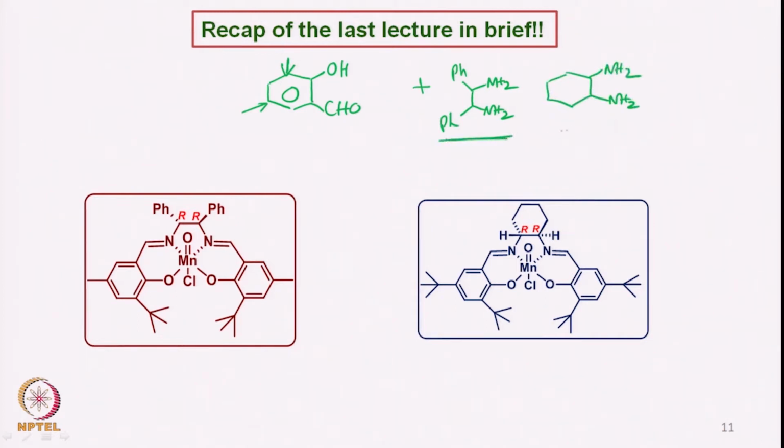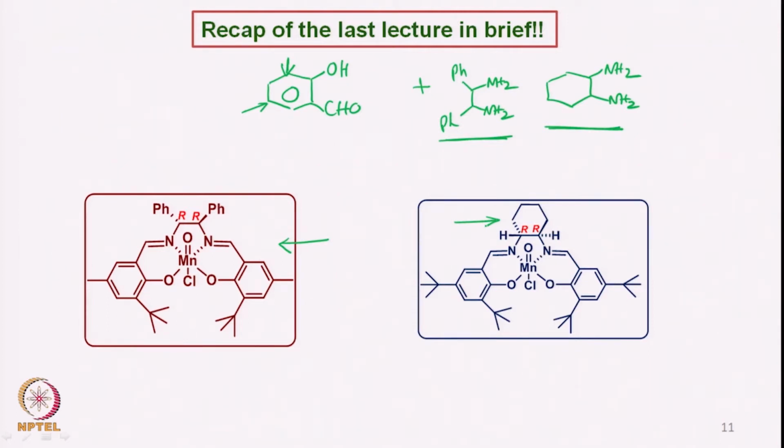And of course we tried to look at how we can resolve them or how we can get them optically pure and in a C2 symmetric fashion. So what we looked at, it is just one example shown here, is that this 1,2-diphenyl 1,2-diamino ethane type of C2 symmetry based amine leads to this complex, and the cyclohexane based 1,2-diamine leads to this particular manganese oxo complex.